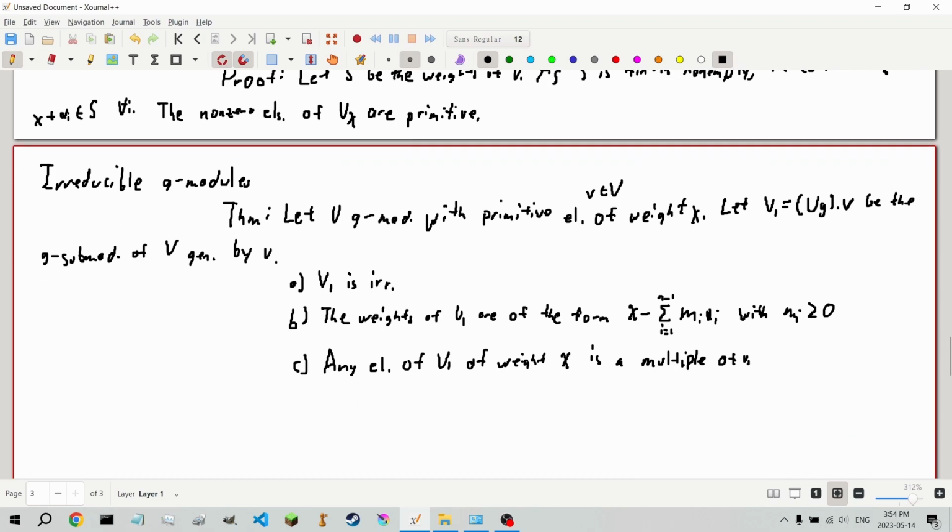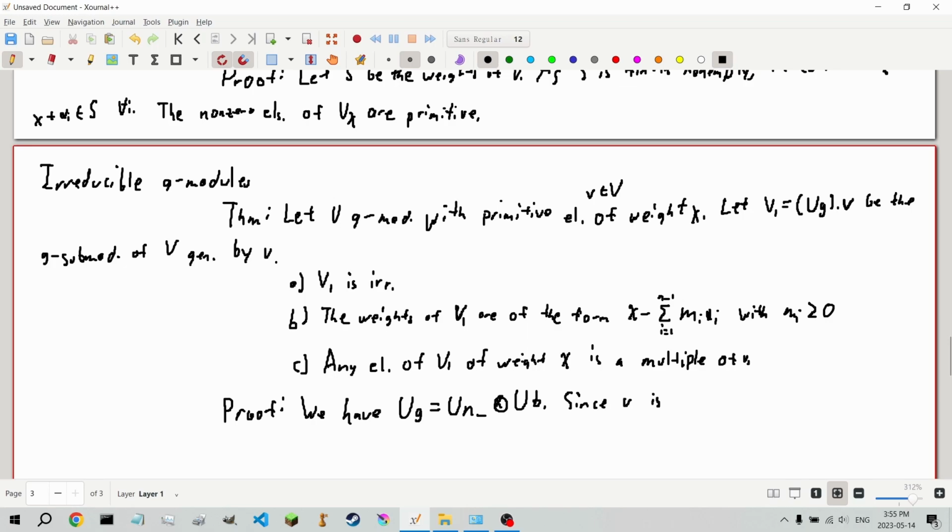The proof. Well, we have that the universal algebra of G is equal to the universal algebra of the n negative and the tensor product of that with the rest, which is U of B.